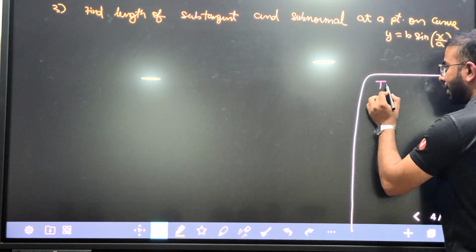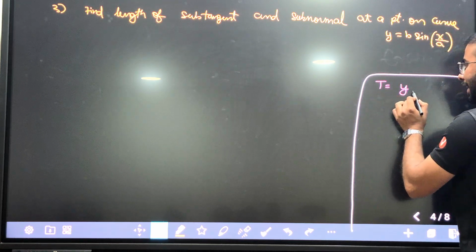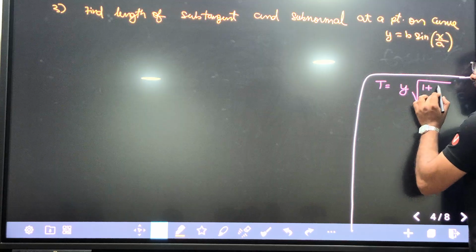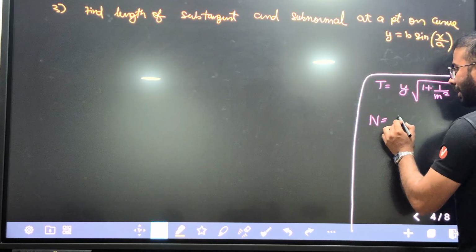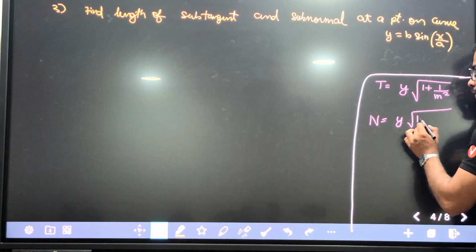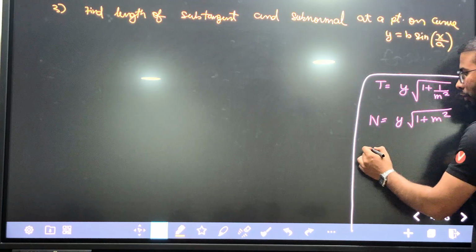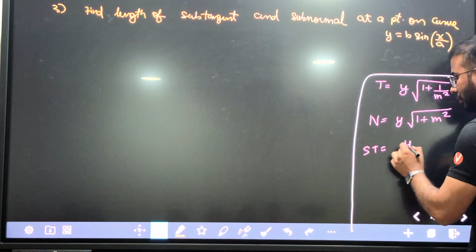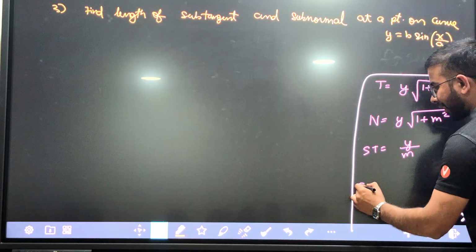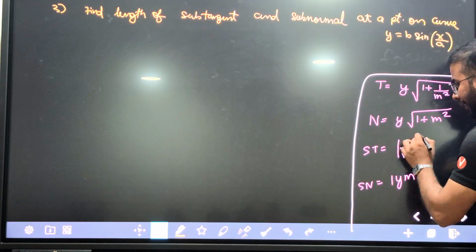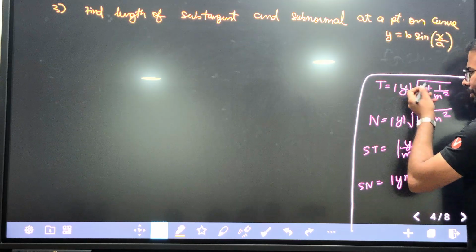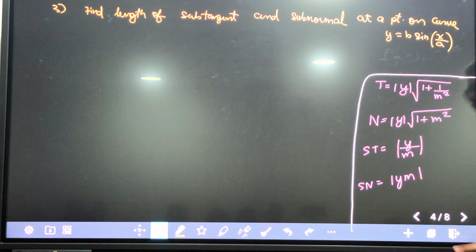First, length of tangent. What is length of tangent? Y under root 1 plus 1 by m square. What is length of normal? Y under root 1 plus m square. What is length of subtangent? Y by m. What is subnormal? Y into m. And then you have to put mod everywhere. Root is positive, so no need to put mod there. If you want, you can put.